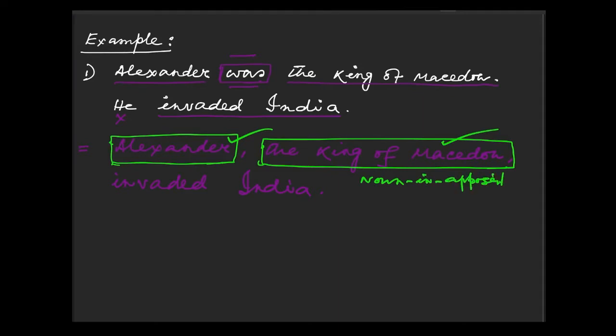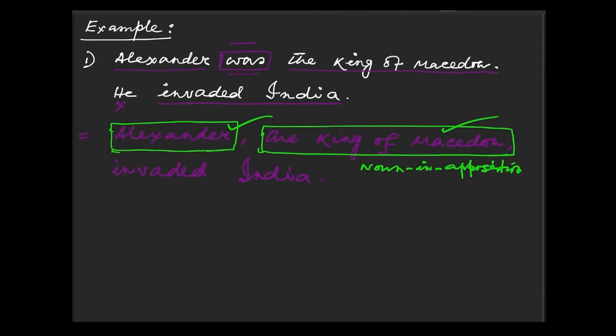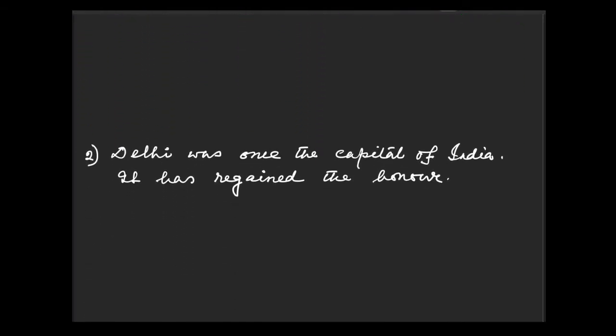Noun in apposition. Understand? So noun in apposition means 2 nouns put side by side in a sentence where the second noun describes the first noun as an adjective. Okay. This is noun in apposition. So the sentence is Alexander, comma, the king of Macedon, comma, invaded India. The king of Macedon is called noun in apposition. Now see this sentence.